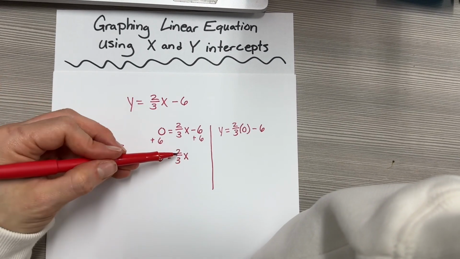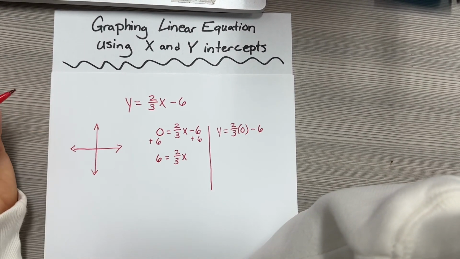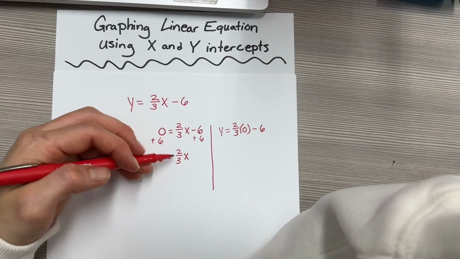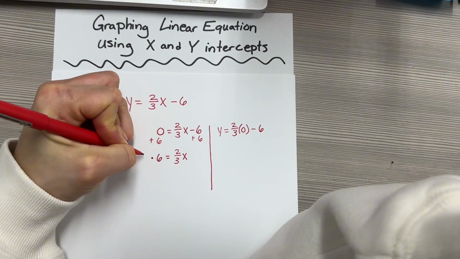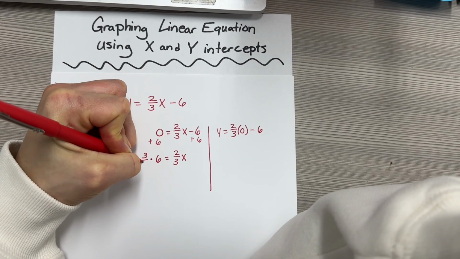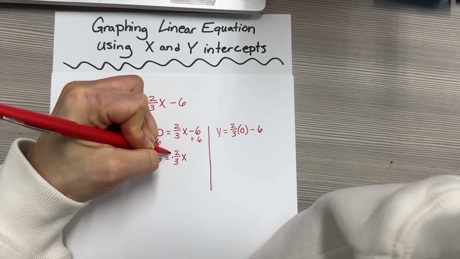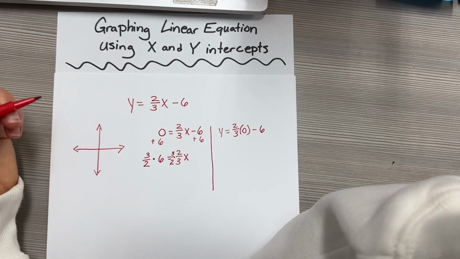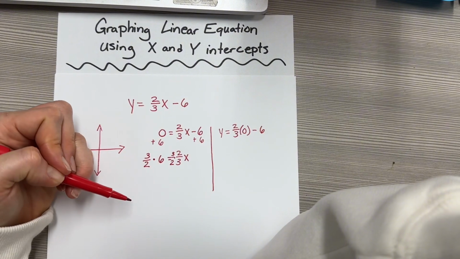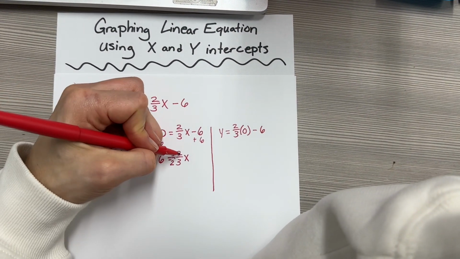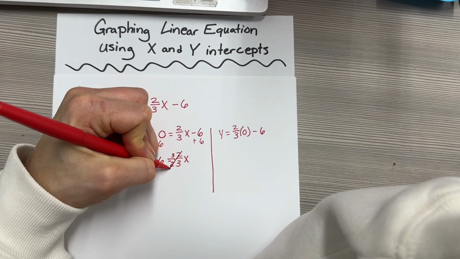From here, because we have this fraction touching our x, we need to multiply by the reciprocal. So we're going to multiply by the reciprocal of 2/3, which is 3/2. I'm going to do that over here as well, so 3/2. Whenever you multiply a fraction times its reciprocal, it's always going to equal 1 whole. So it will just cancel out.